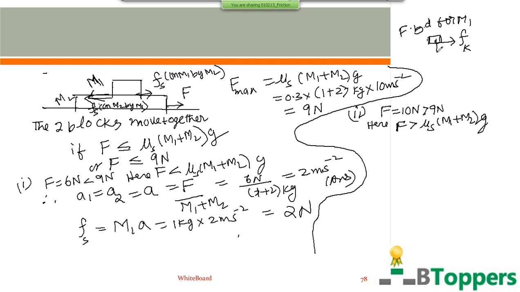The weight m1g, of course, acts downwards, which is balanced by the normal reaction force on m1 by m2. I show a separate diagram showing the forces acting on m2, but I am showing only the forces in the horizontal direction because the two blocks do not have any acceleration in the vertical direction. So the y component, or vertical component, of acceleration of each block is zero.